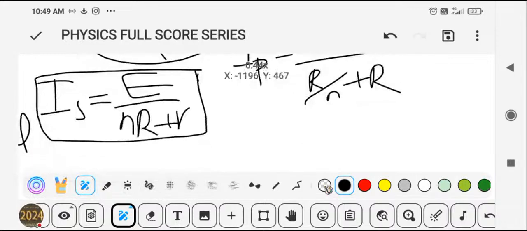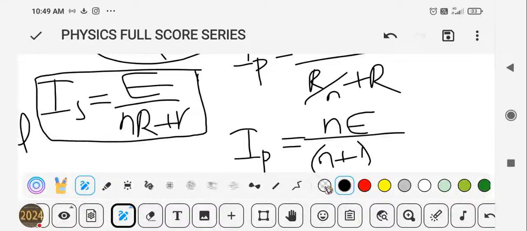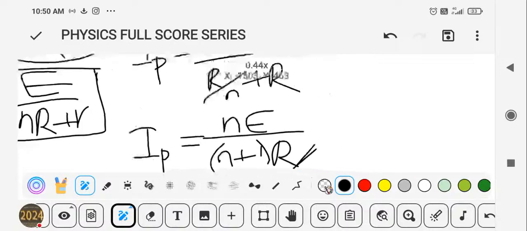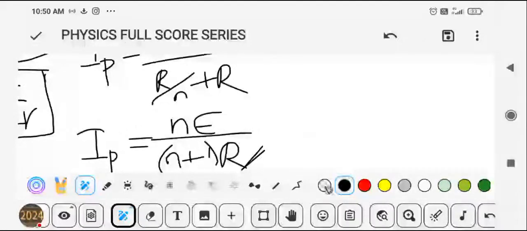Again, if the internal resistance and the resistance are the same, the formula for that will be N times E by, that is N times EMF by N plus 1 times R. If it is so, in the question they are asking, the resistances are the same, so in the same ratio, how many times the parallel is equal to the series resistance. So how to do this? From the question they have given 10 times, right?